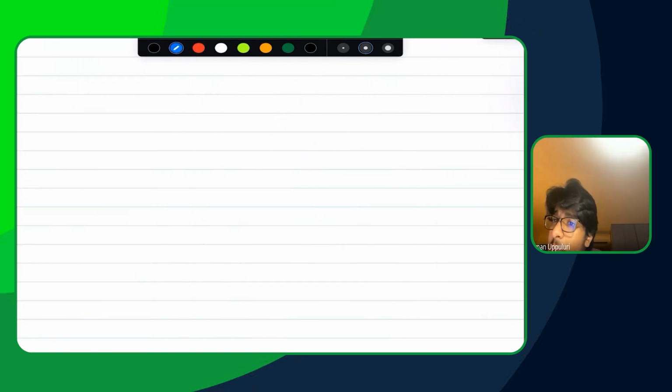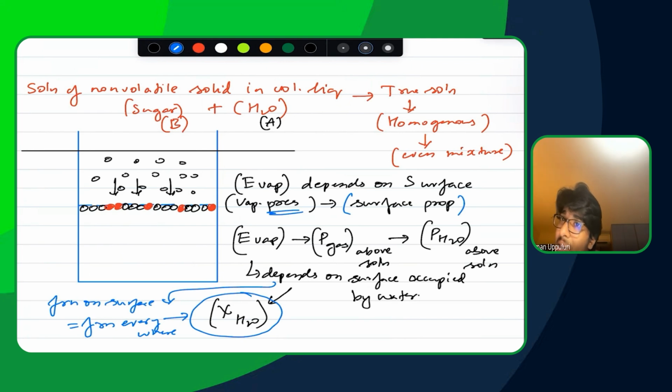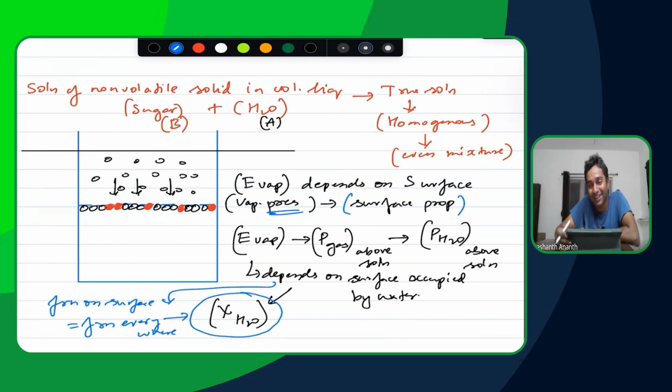So once again, why is vapor pressure a surface property? Think, it is pressure exerted on the entire surface. Yeah, pressure is a surface property, right? My bad. Yeah, correct. Okay. That's what. Nothing else over there.